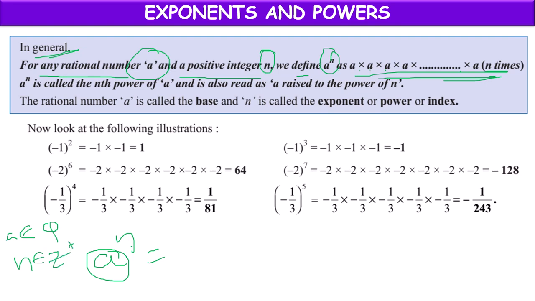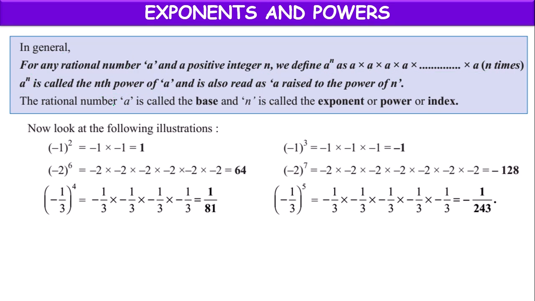If a belongs to rational numbers and n belongs to positive integers, then a power n can be defined as a into a into a and so on, multiplied n times. So n times we have to multiply. This is the meaning of a power n. Here a power n is called the nth power of a.